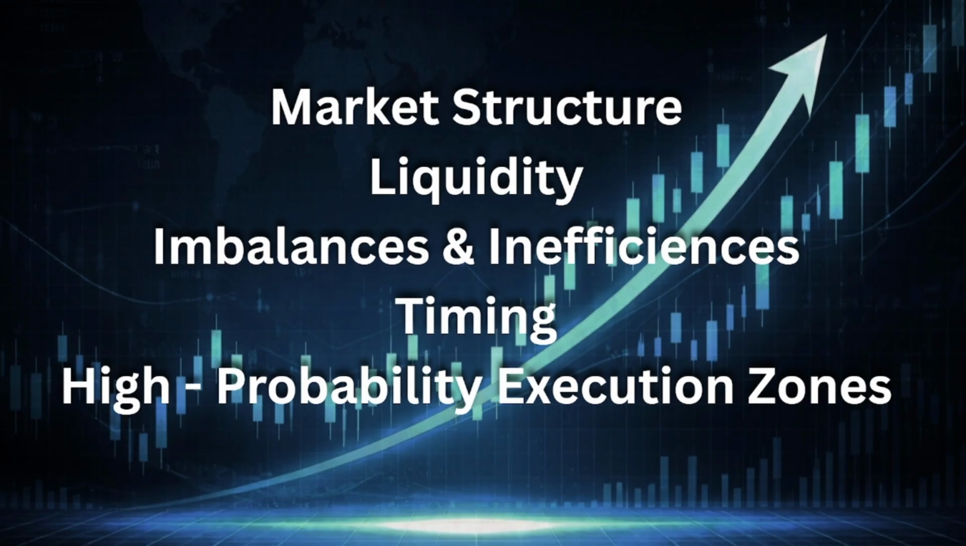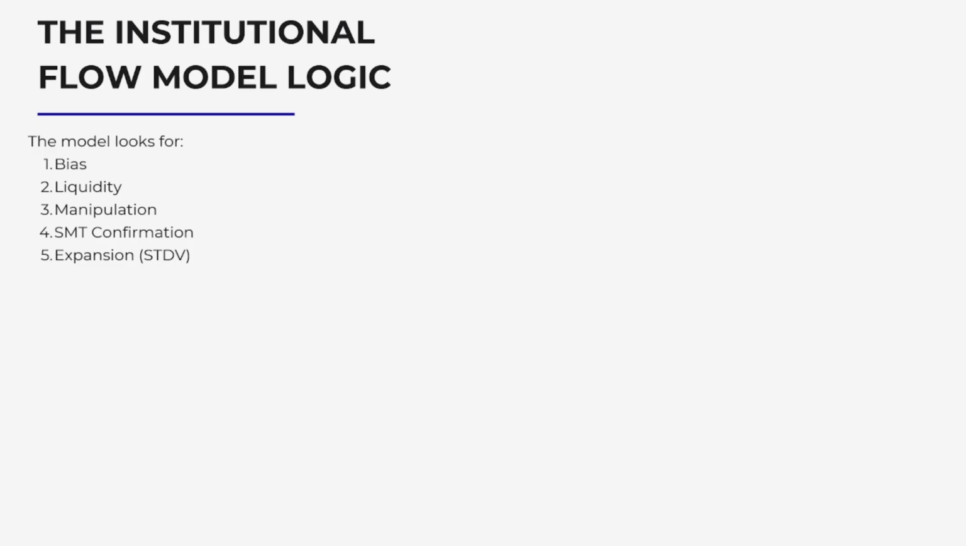Let's get to work. The institutional flow model is built on the idea that price moves with purpose. It seeks liquidity, creates imbalances, and follows structure. Once you understand where liquidity is and how institutions move, the market becomes less random and more predictable.